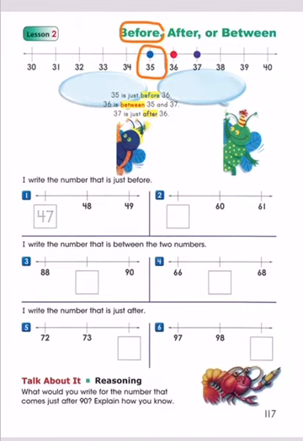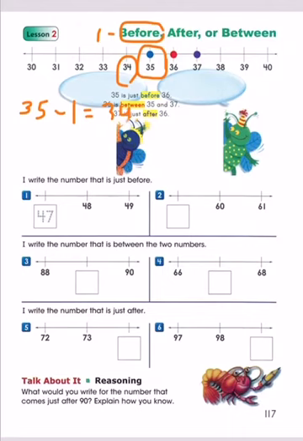One number before 35 is 34. We can say before means the number that we have minus 1. For example, this 35, look here: 35 minus 1 equals 34. We can say before means the number we have minus 1.